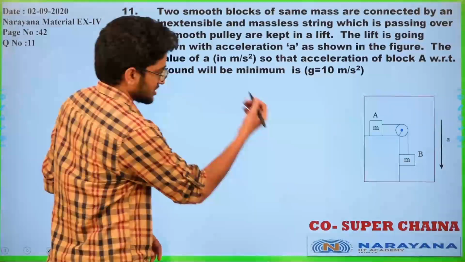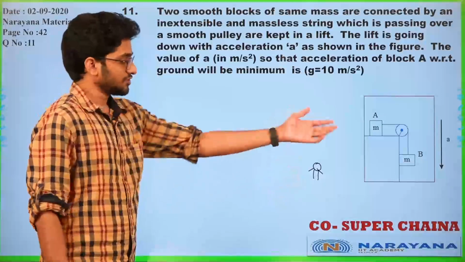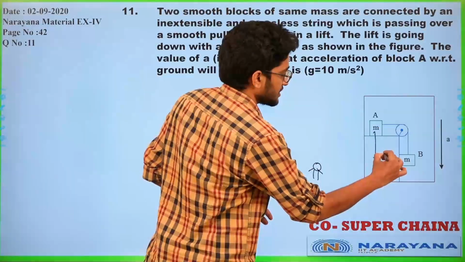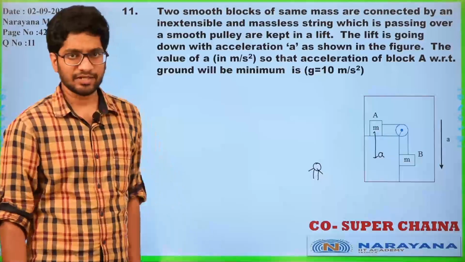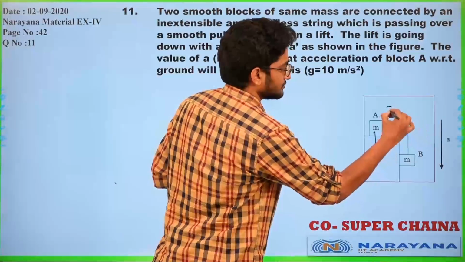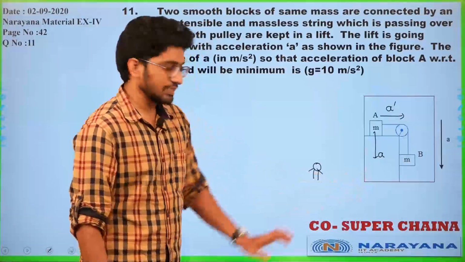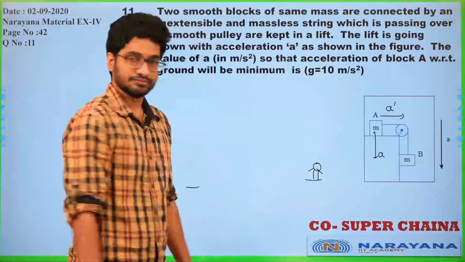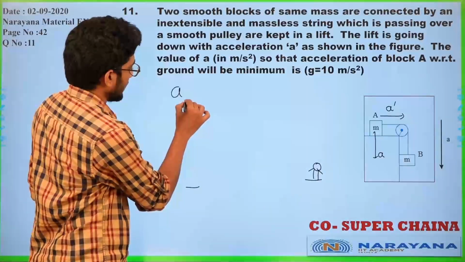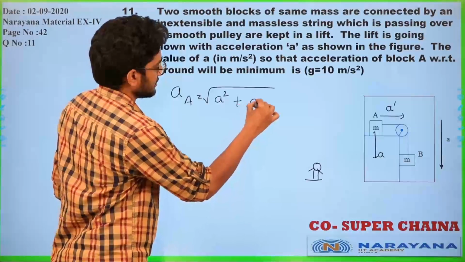So with respect to ground means, suppose I take an observer on the ground. When he observes block A, he observes 2 accelerations. Since the lift is going down, he says block A also is going down with the same acceleration a, right? And apart from that, because of the other block, it also starts sliding forward. So let's say the horizontal acceleration is a dash, and the vertical acceleration is a. That is what this observer can see, right? So with respect to him, what is the total acceleration of the block? He will say the total acceleration of block A is root of a square plus a dash whole square.